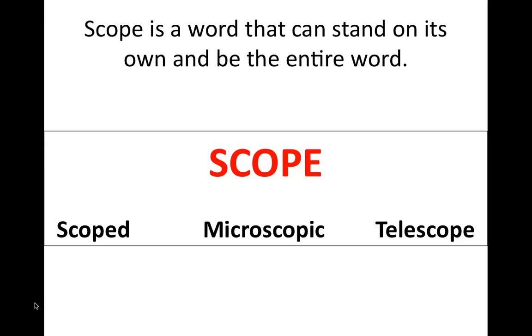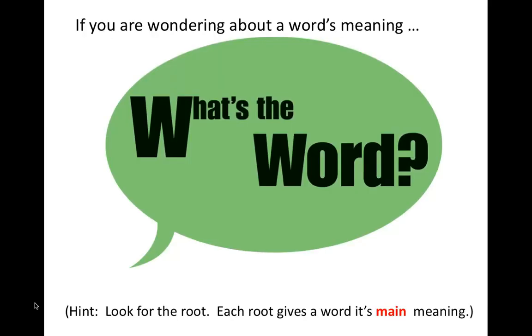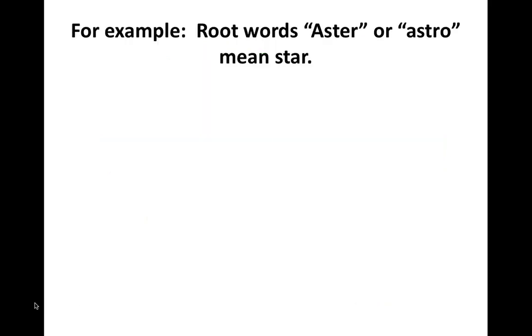You will notice that adding the suffix changed the sound of the root just a bit. Or scope can be at the end of the word when we add the suffix tele at the beginning to form the word telescope. A root can be anywhere in the word, or it can be the entire word. If you're wondering about a word's meaning, look for the root. Each root gives a word its main meaning.